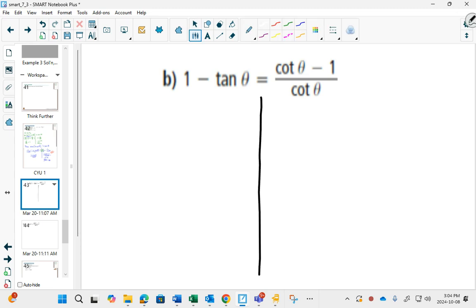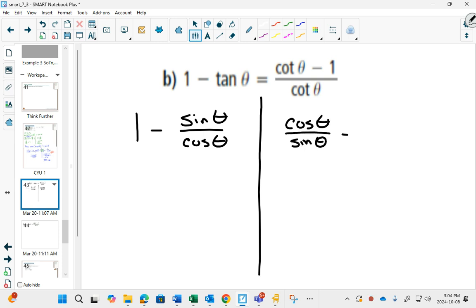I'm going to go with the standard strategy: change everything to sine and cosine, and get a single fraction on both sides. So for tangent, I'm going to change that to sine theta over cos theta. And for cotangent, I'm going to change it to cos theta over sine theta, minus 1. Here we have something very similar to what we had at the start of today's class, where you have fractions inside of fractions.